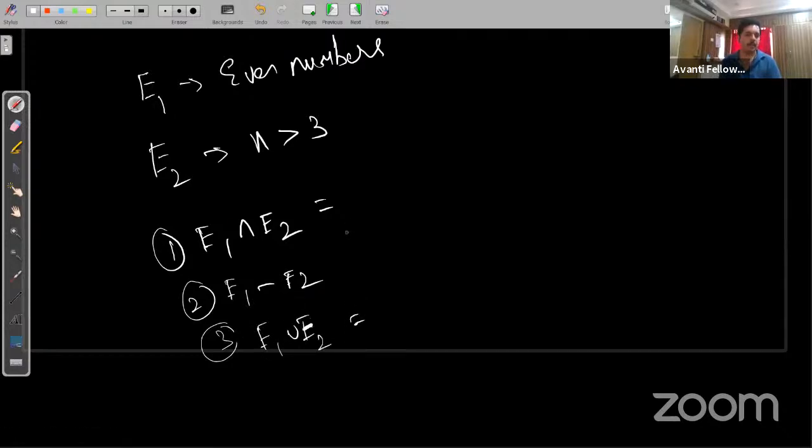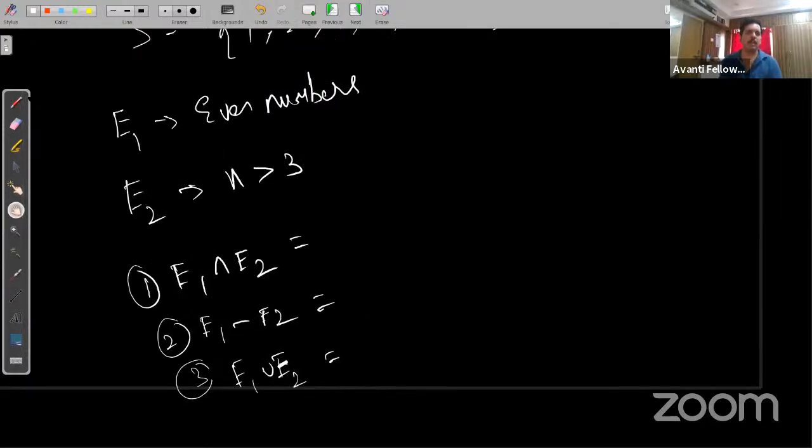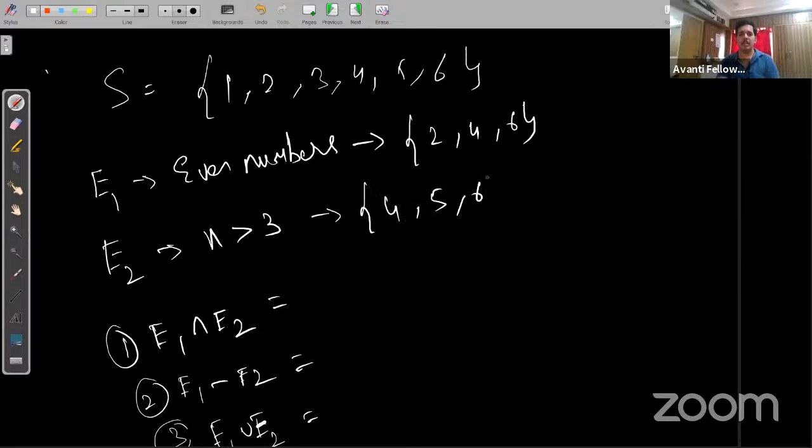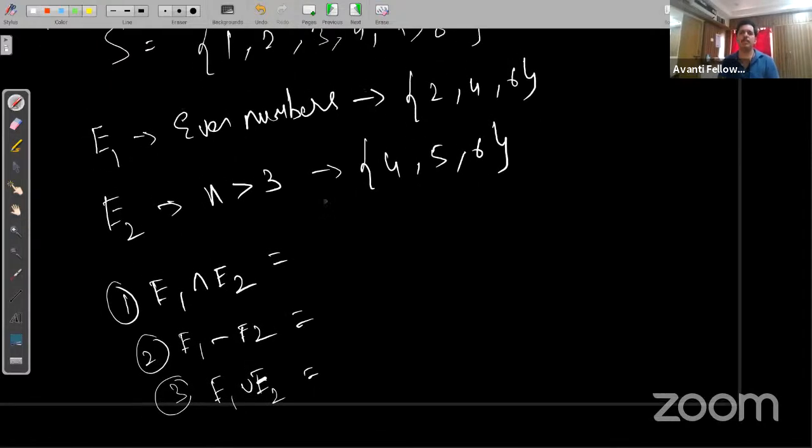It is very simple, right? It is not a big deal. Look at here, everyone. What is my event 1? Even numbers, which is 2, 4, 6. What about event 2? The element has to be greater than 3. It is not equal to 3, so it is 4, 5, 6. Intersection means what? I think 4, 6 is my answer for the first one.